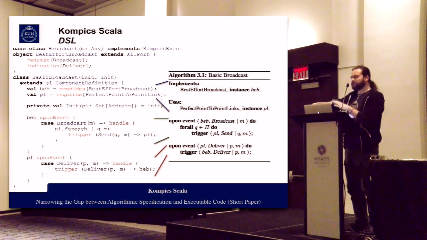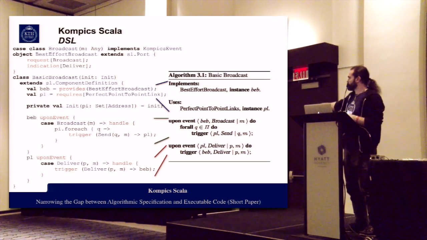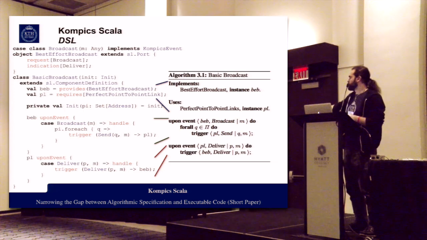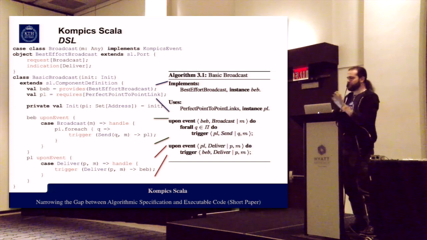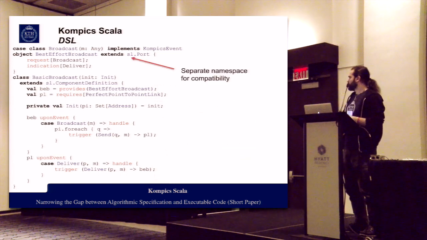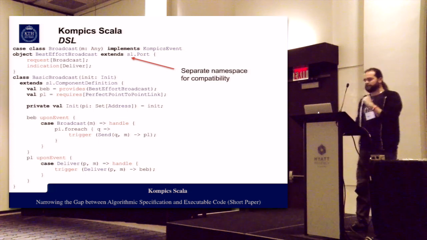And then if you read the actual handler definitions, they are very, very similar to the actual algorithm in the pseudocode, right? So you still have the upon event, change a bit the order of the port. I actually like this better than the pseudocode. And then you just have a case statement, you pattern match the broadcast message, you do the for each, and you trigger with the port on the right-hand side of an arrow using Scala's arrow to tuple conversion. And that is a lot more readable.